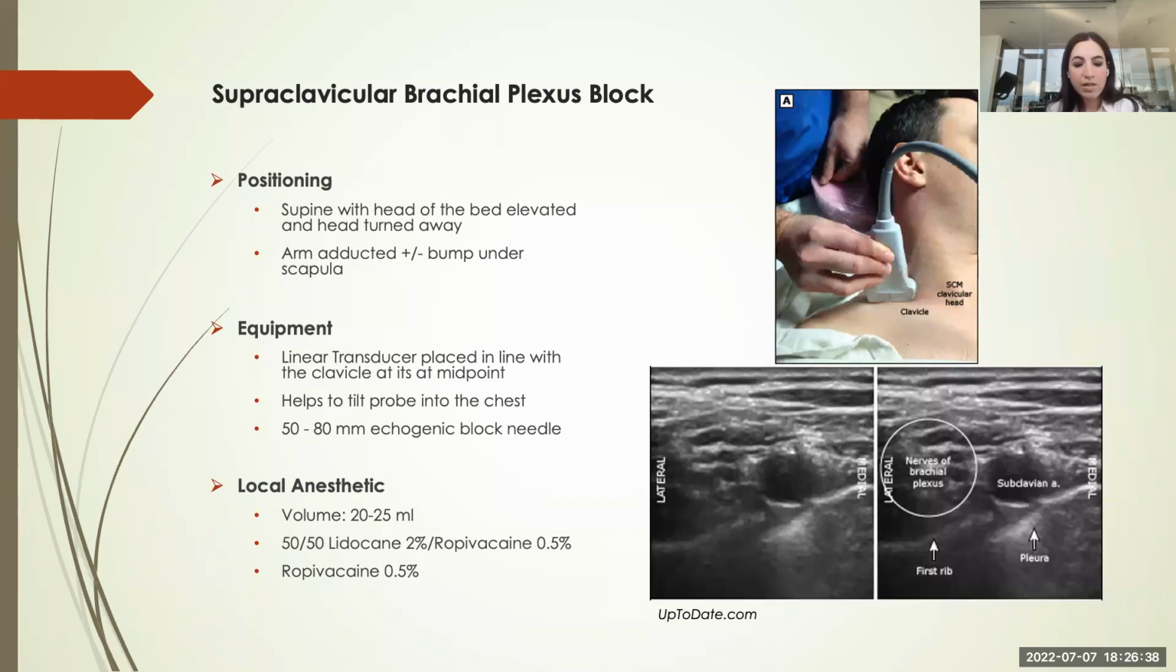Typical volumes of local anesthetic are about 20 to 25 mLs, with similar considerations for deciding what type of local anesthetic to use. And remember that because it is very shallow, we have to be pretty aware of our needle and our needle tip and make sure that our needle insertion is equally shallow.